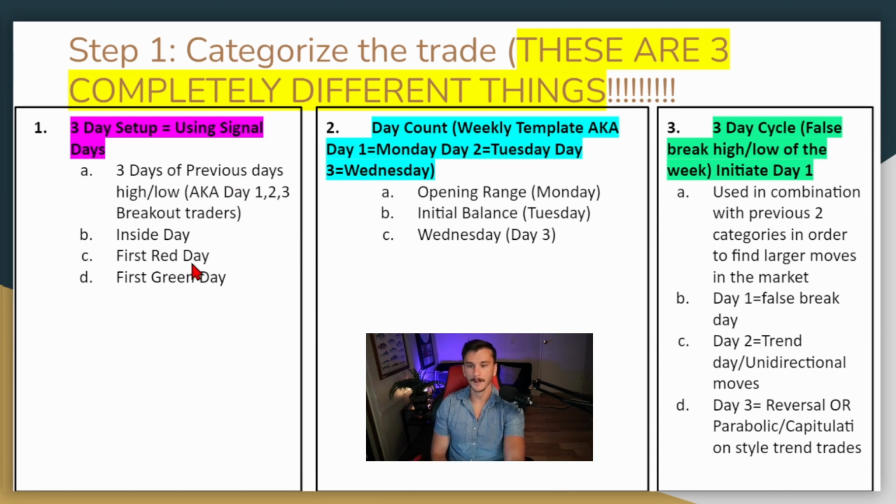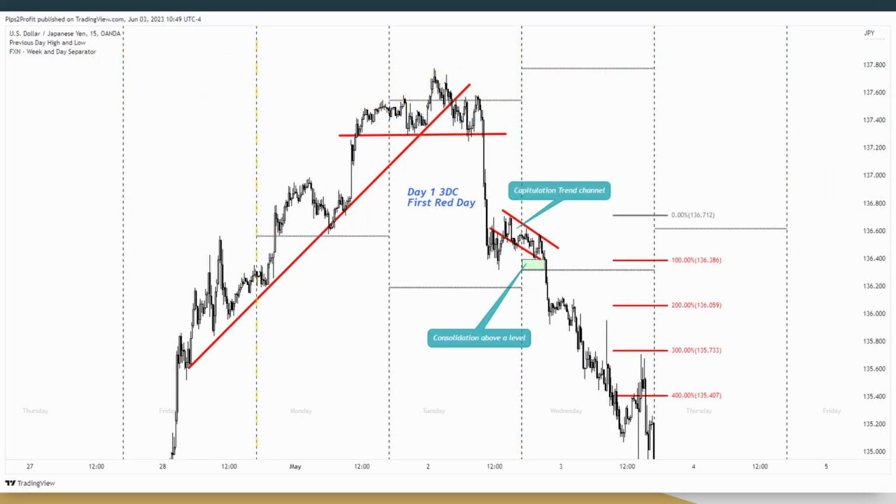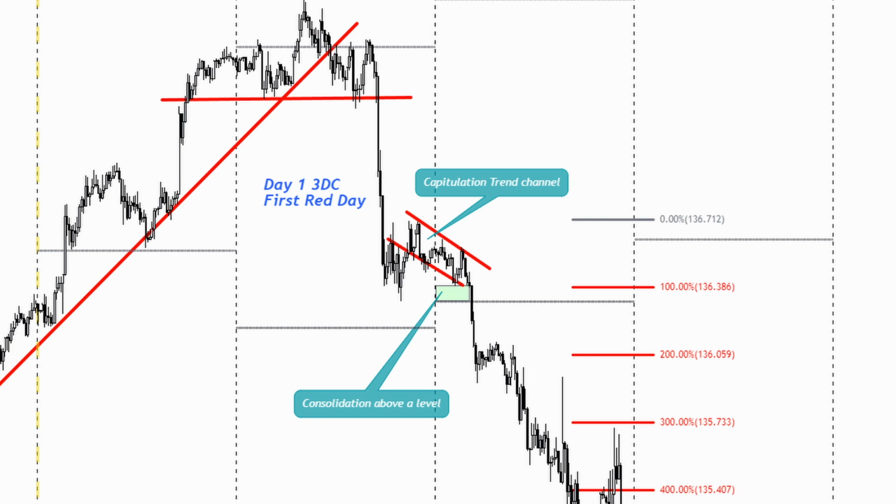For example, let's say you have a first red day, and that first red day is just a first red day. They've had a pump day, they've had the following day close below the open, and then you're on the current trading day. Well, how do I look to get into the market? Well, maybe it's presenting as a capitulation style of trend trade.